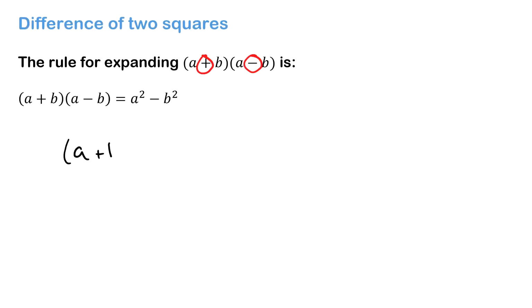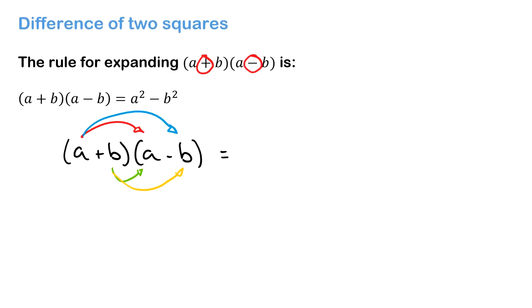So we have a plus b, a minus b. We can start to draw our arrows. So if we start with our red arrow, we end up with a squared. Our blue arrow, we get a times minus b, so minus ab. For our green arrow, we get b times a, which is ba. And then for our yellow, we get b times b, which is minus b squared.